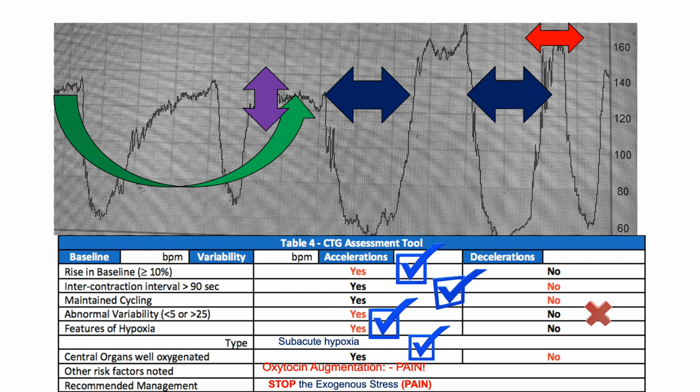In this case, you could see the catecholamine surge has already occurred and the fetus is going into a subacute hypoxic pattern. It is important to immediately stop the oxytocin infusion to reperfuse the fetal vital organs.